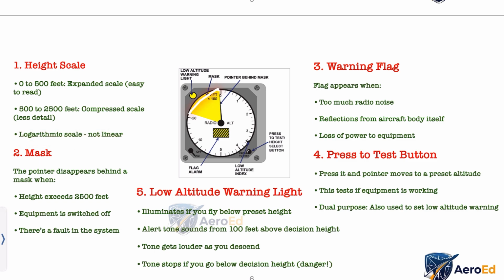So here you can see a yellow mask. But what is the function of this mask? The pointer disappears behind this mask. But when does this happen? When the height of the aircraft above the ground is more than 2500, the pointer disappears behind this mask. And also when the equipment is switched off, and even if there is any fault in the system, the pointer will again disappear.